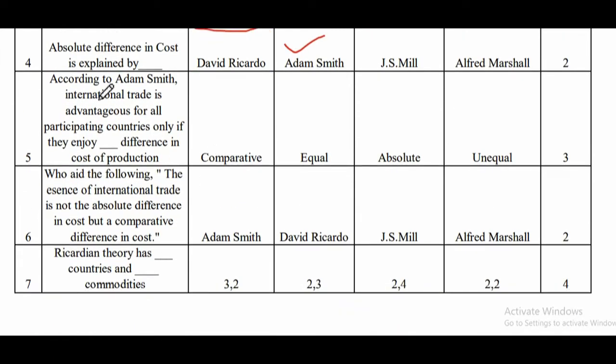Now the next one: according to Adam Smith, international trade is advantageous for all participating countries only if they enjoy dash difference in cost of production. Option 1 is comparative, option 2 is equal, option 3 is absolute, and option 4 is unequal. Please remember that the correct answer is absolute. So according to Adam Smith, international trade is advantageous for all participating countries only if they enjoy the absolute difference in the cost of production.